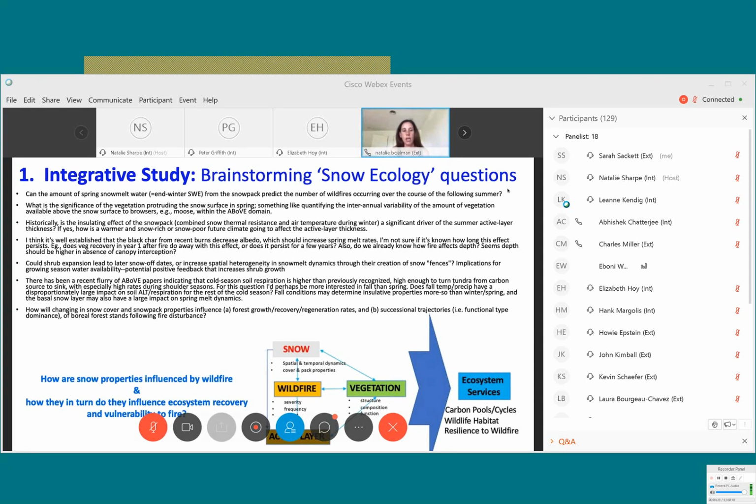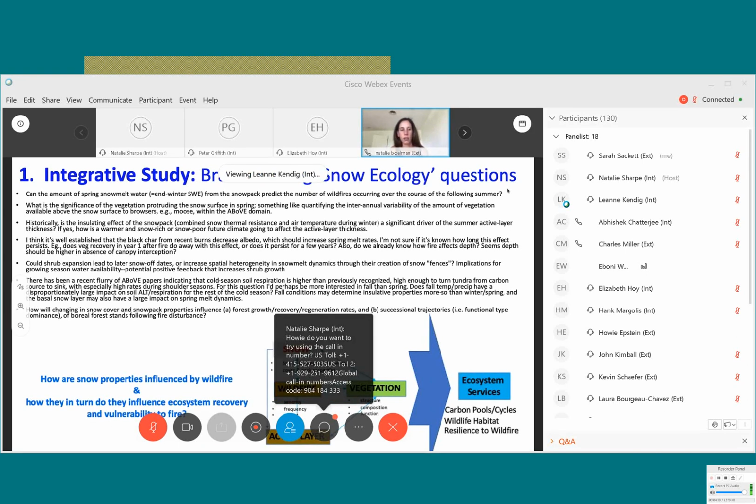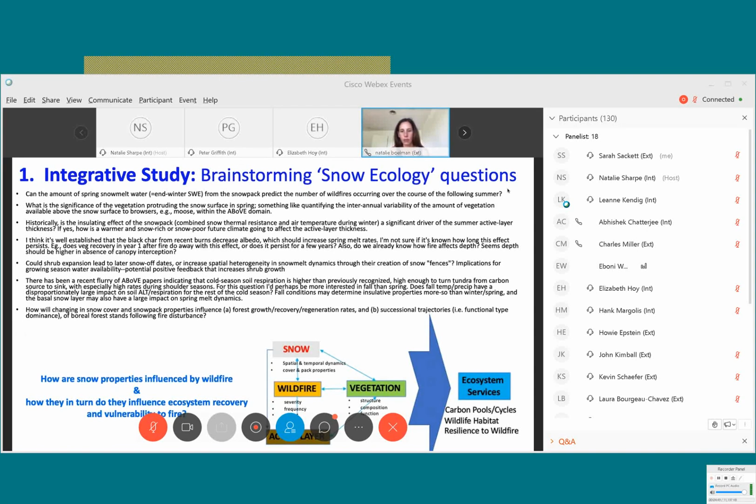in both directions. And so the question really boiled down to how are snow properties both influenced by wildfire, and then in turn, how do they influence ecosystem recovery and vulnerability to fire? So this little diagram here is showing all the different interactions and the role of snow in those.